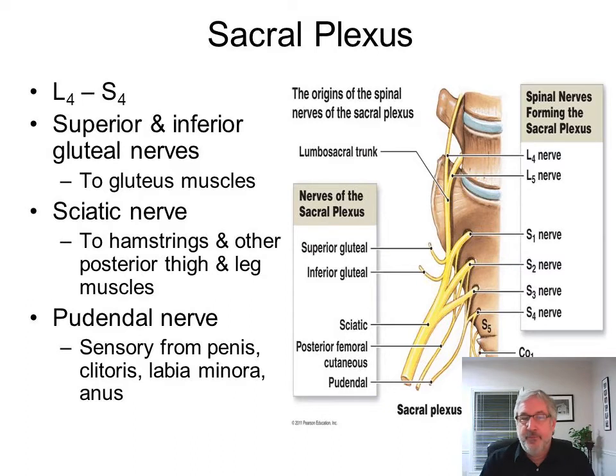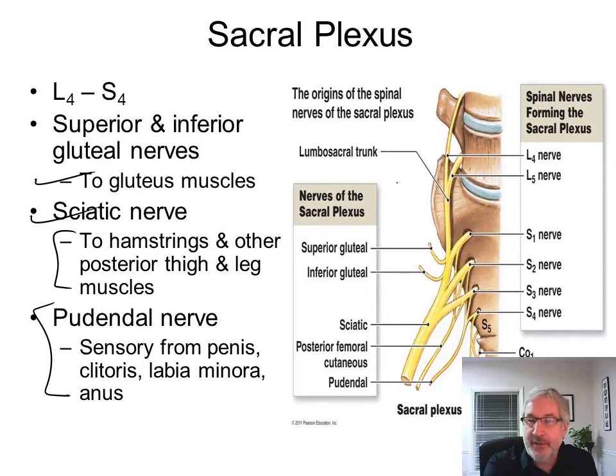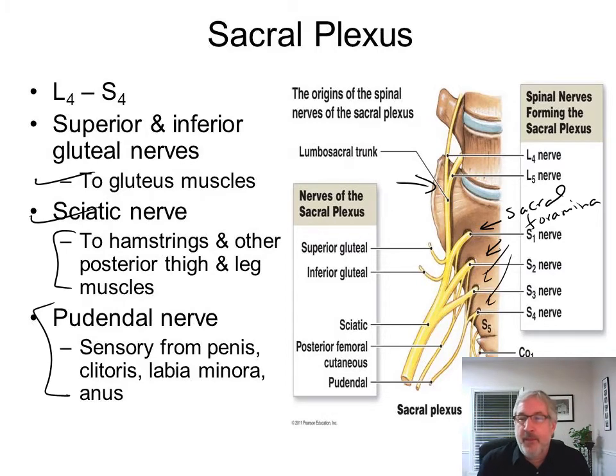Sacral plexus, back down to it, and so it's innervating the gluteus muscles. Sciatic nerve does the hamstrings, and pudendal nerve doing the pelvic floor and all the stuff that's down there. And here is showing the sacrum here, and so you have these sacral foramina. Okay, so where the nerves are coming out. Okay, all right, next slide.